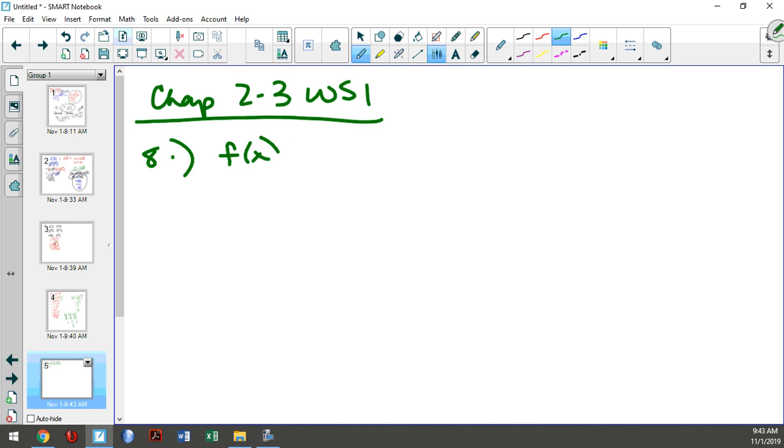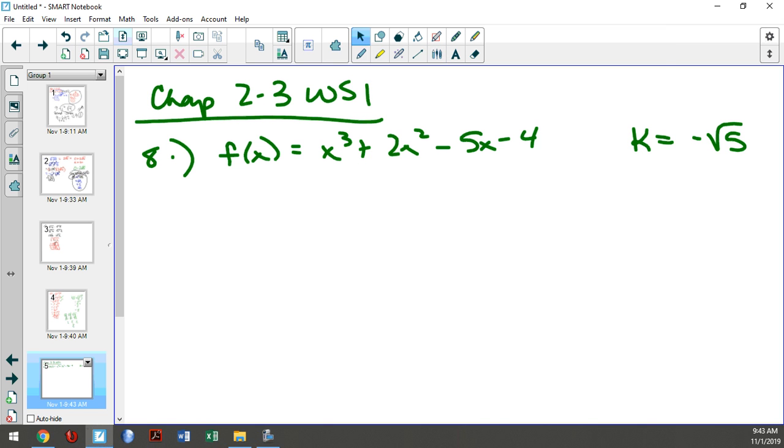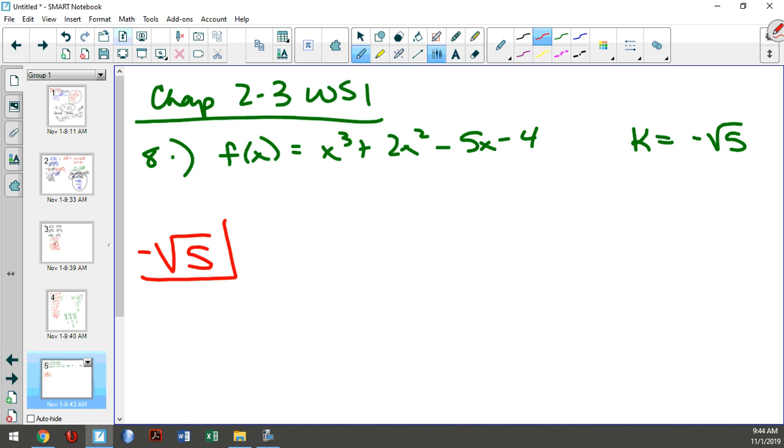Okay, f of x is equal to x cubed plus 2x squared minus 5x minus 4, and my k value is negative square root of 5. Now, here's the beautiful thing about radicals. Radicals come in pairs just like a plus bi. So if the square root of 5 is a root, then my positive square root of 5 will be a root. But that's not what the problem's asking for. The problem's asking you to do synthetic division at this value. So I'm going to go ahead and put negative square root of 5 inside the box.